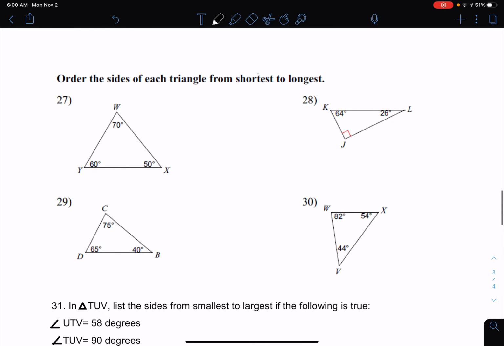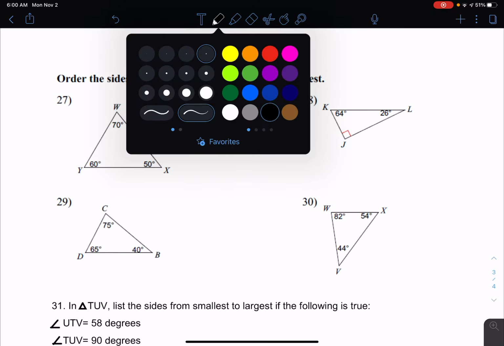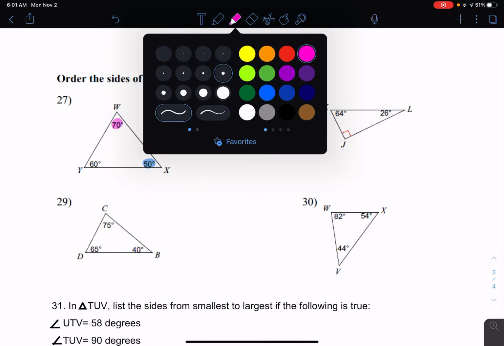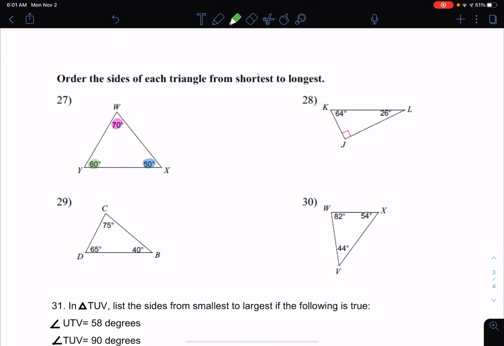All right, order the sides of each triangle from shortest to largest. Okay, so just like we do with the side lengths, to find the smallest to the largest. Oh, wrong one, I meant to do the highlighter. So this one's the smallest. This one's the largest. And this guy's in the middle.